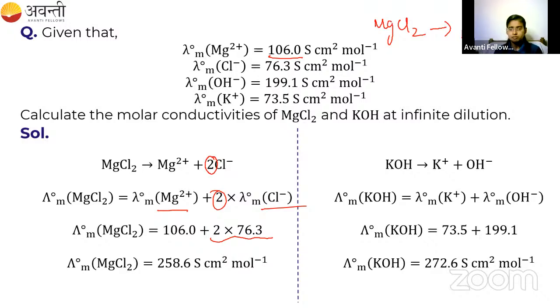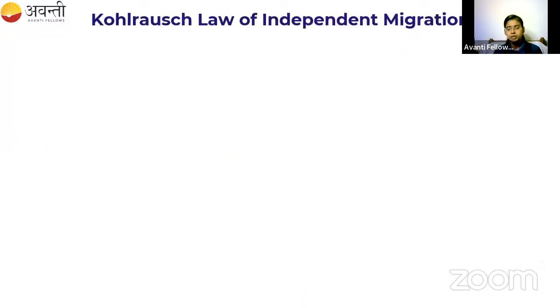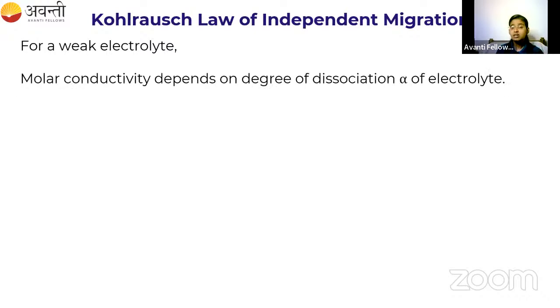No doubt. Okay. So, Kohlrausch's Law of Independent Migration of Ions. Now we are going to study some more information related to this topic. Let me take a weak electrolyte first. For a weak electrolyte, molar conductivity depends on the degree of dissociation of the electrolyte.